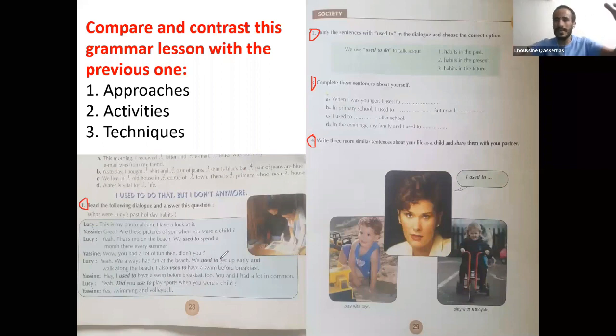Not from the very beginning. Today, we are going to learn about past habits. I use two plus bare infinitive. No, no. Students are demotivated, they are passive, etc. Okay.